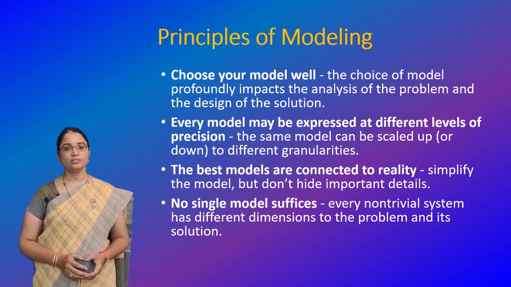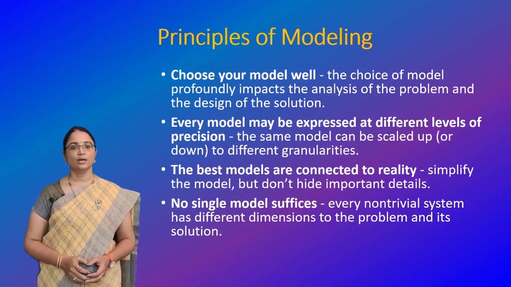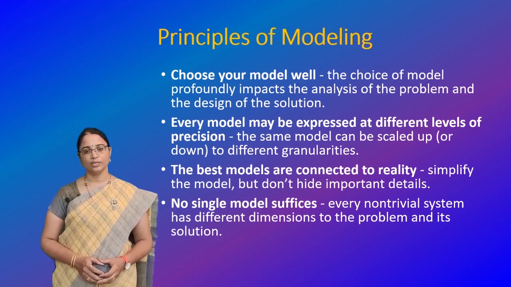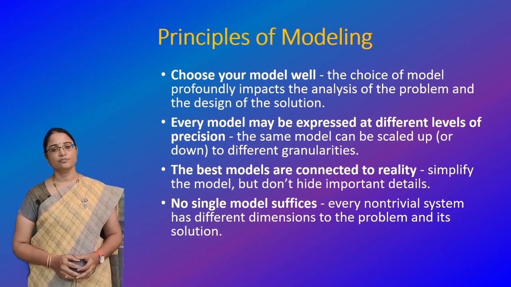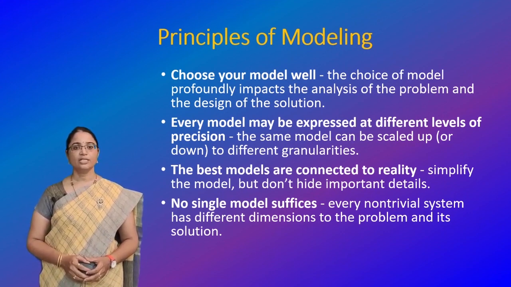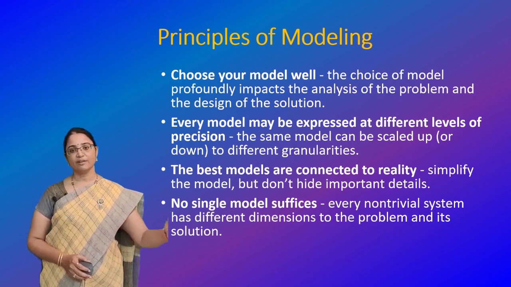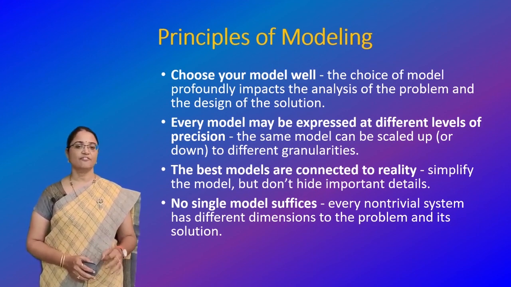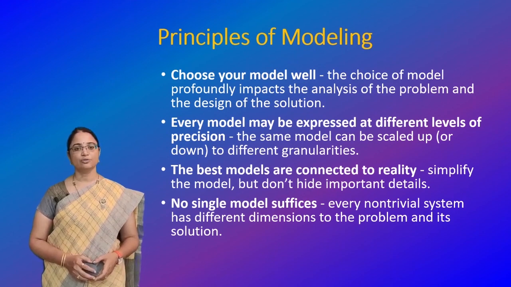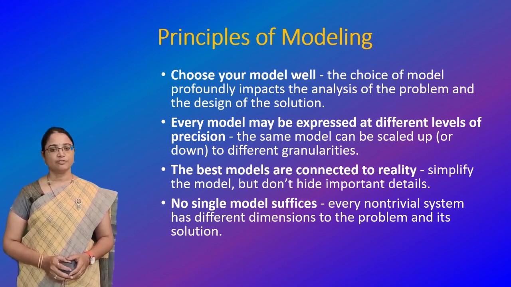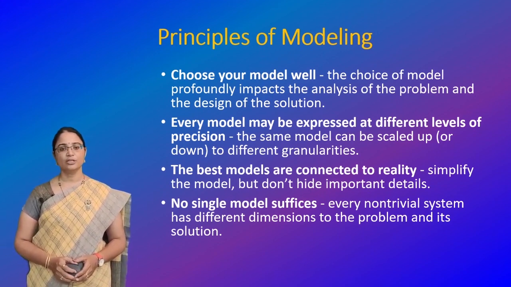So these are the 4 points which we have discussed till now, given by the basic principles of modeling. First one is choose your model well. Second one is every model can be expressed at different levels of precision. Third one is the best models are connected to reality. And the fourth one is no single model is sufficient to show all the perspectives or dimensions of the problem. We have seen the 4 principles. This is regarding the modeling aspects.